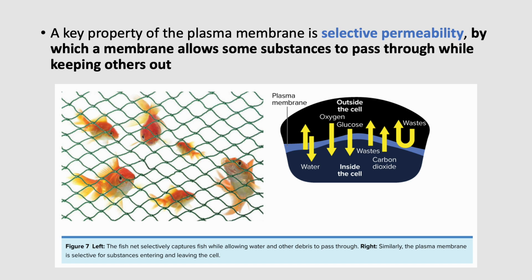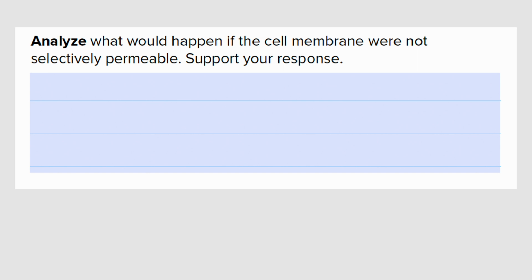Think of the cell membrane like a net, right? Fish are not able to pass through the net, but water can flow in and out. Water is able to flow in and out of the cell very naturally, whereas oxygen and glucose need these transport molecules in order to get in. Waste is able to leave, carbon dioxide is able to leave, but these are not able to enter. So again, selectively permeable: some things are able to come in, other things are not.